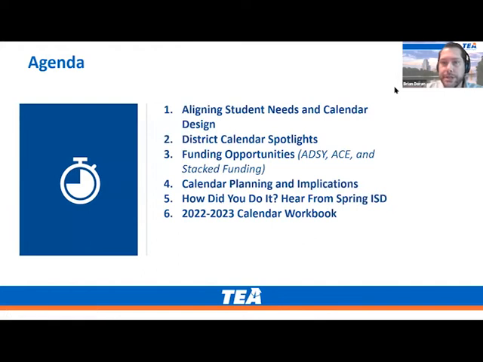All right, so our agenda today, we're going to be focused on 6 different components. First is aligning student needs in calendar design. We'll work through some district calendar spotlights of what that actually looks like in practice. We'll talk through how to actually fund this, what the funding opportunities out there are, and then jump into calendar planning and implications. We'll hear from Spring ISD, from Dr. Hinojosa, and then a quick highlight on a 22-23 calendar workbook to help kickstart any planning for the 22-23 school year.